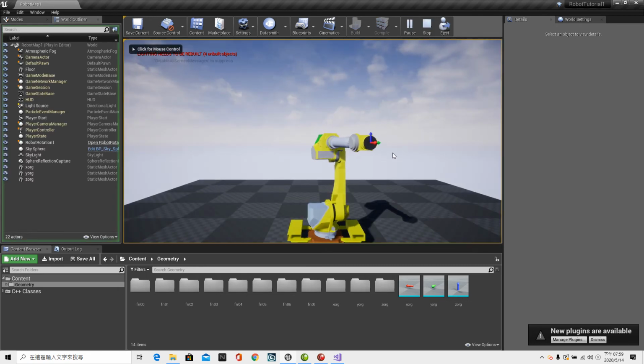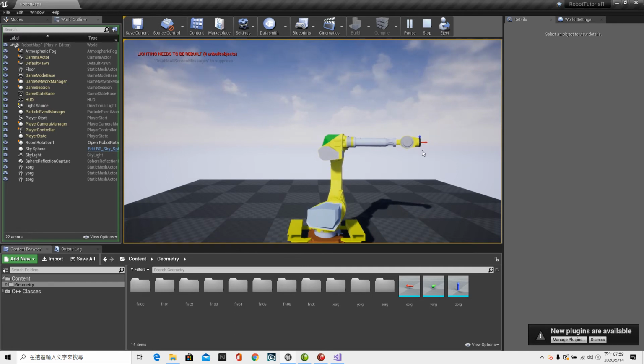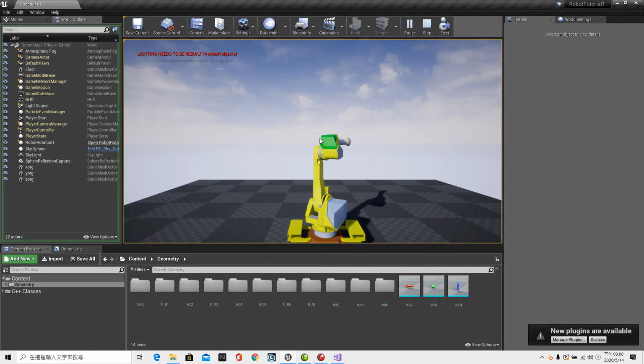The turning is correct. RGB is correct as well. The turning will go to 180 degrees and then stop at RJ1's upper limit position. Okay, finished.